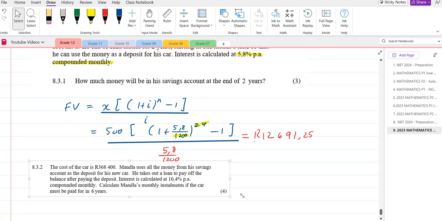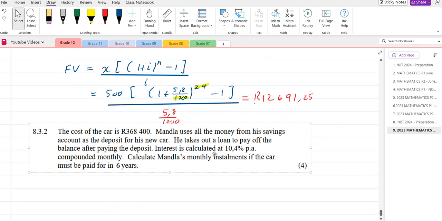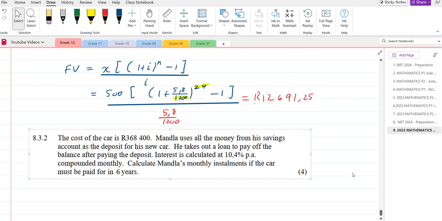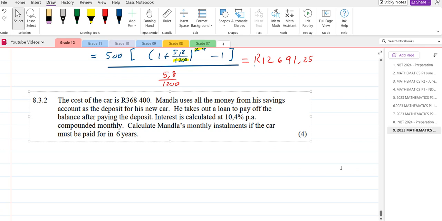The cost of the car is 368,400. Mandla uses all the money from his savings account as a deposit for his new car. Right. He takes out a loan to pay off the balance after paying the deposit. Remember, that's the deposit amount. Interest is calculated at 10.4% per annum compounded monthly. That's the thing with the banks. They always charge you more interest, but they give you less on the savings. Calculate Mandla's monthly installment if the car must be paid in 6 years.